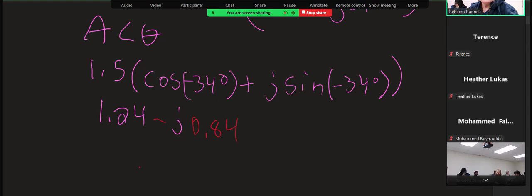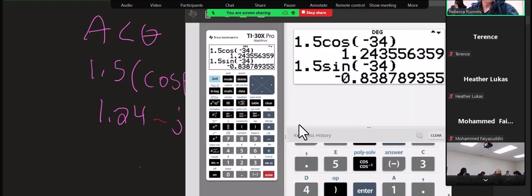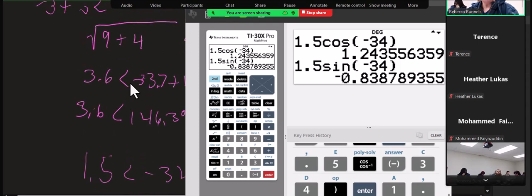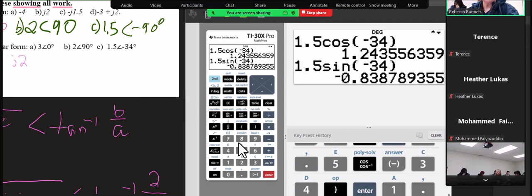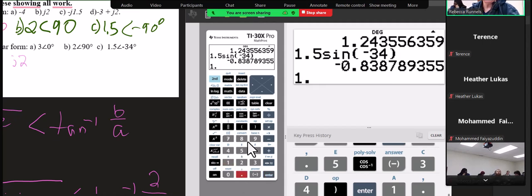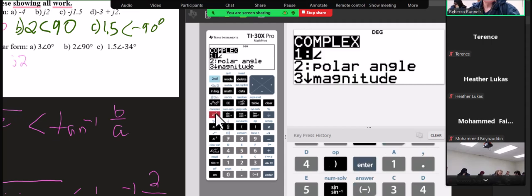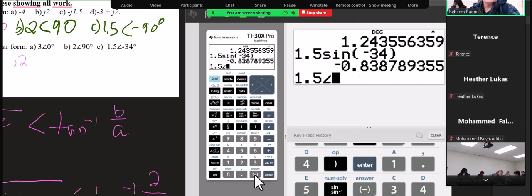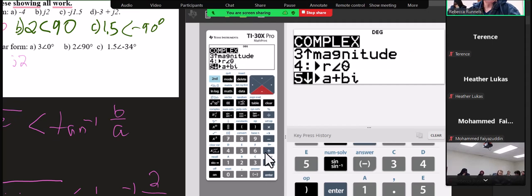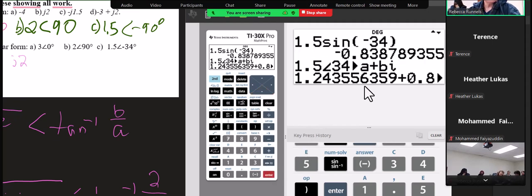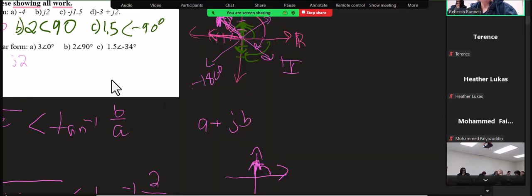Now, if this was not the problem where you had to show your work and I needed to change 1.5 angle negative 34 to rectangular, I would just do 1.5 and then go to the complex menu, angle negative 34, back to the complex menu, and change to rectangular, and I get 1.24 minus 0.84j. So that's how you would do that.